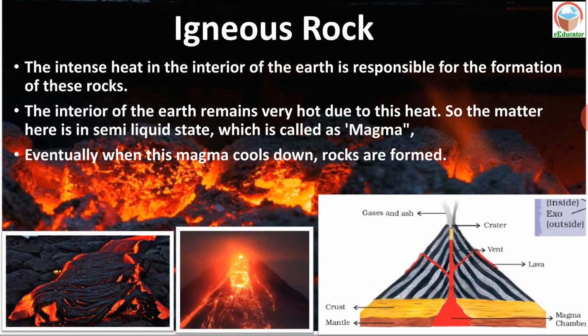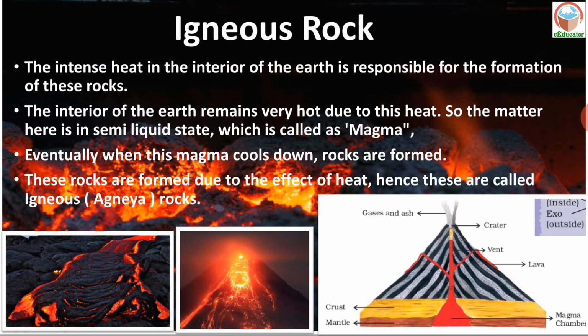So eventually when magma cools down, rocks are formed. These rocks are formed due to the effects of heat. One of the reasons is the heat which is present in the interior part of Earth. Hence these are called igneous, because the rock which forms because of heat is known as igneous, or Agnei rock. It is formed from the magma. So it is a primary rock also.